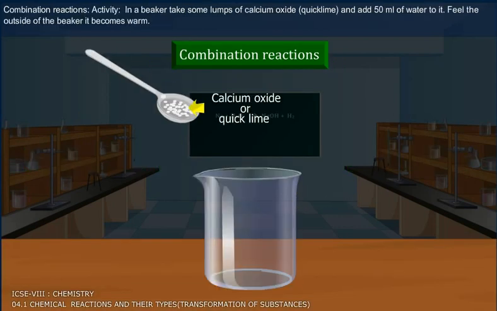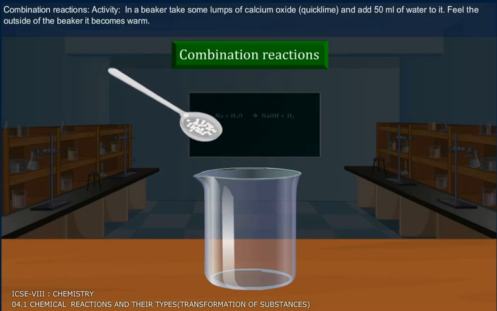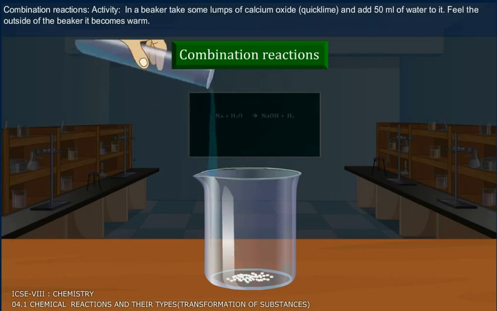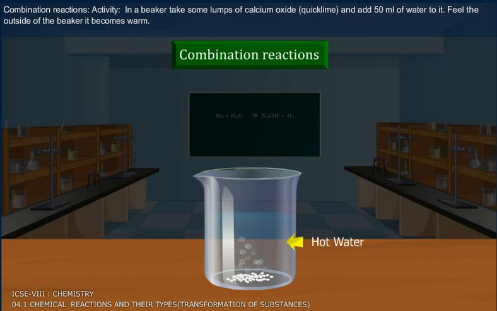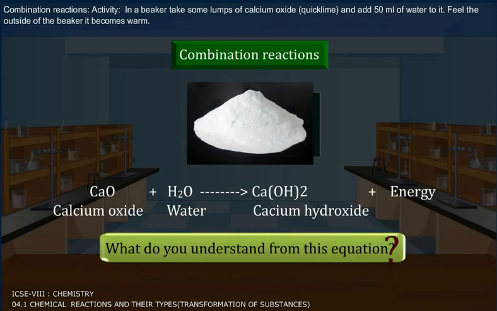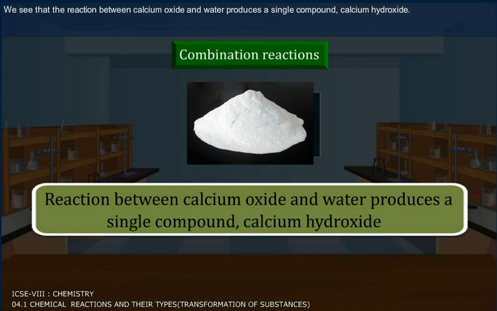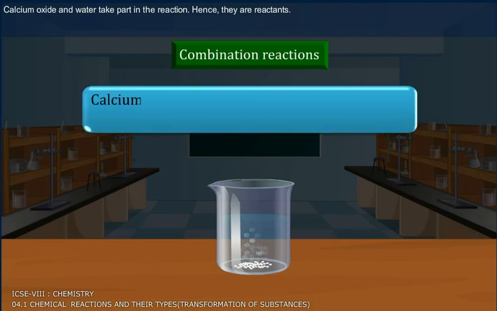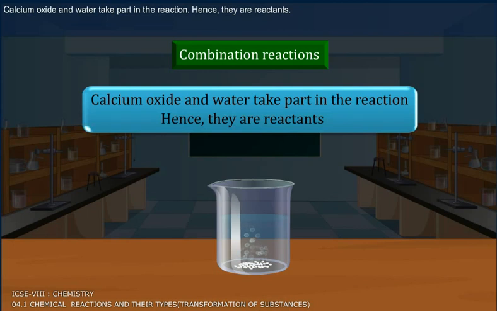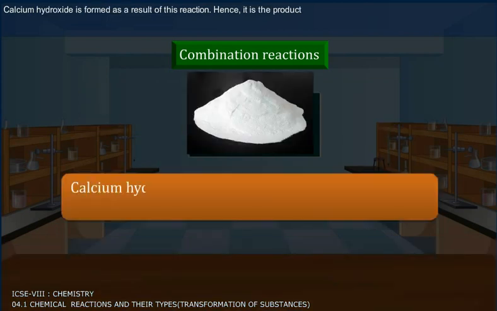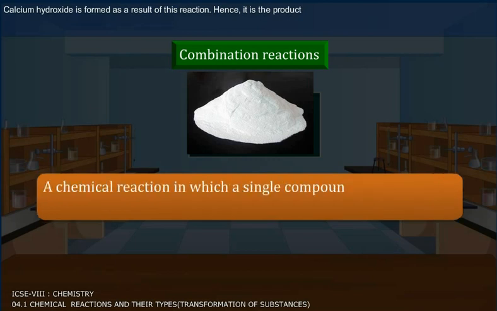Activity: in a beaker, take some lumps of calcium oxide, quicklime, and add 50 ml of water to it. Feel the outside of the beaker. It becomes warm. We see that the reaction between calcium oxide and water produces a single compound, calcium hydroxide. Calcium oxide and water take part in this reaction. Hence, they are the reactants. Calcium hydroxide is formed as a result of this reaction. Hence, it is the product.